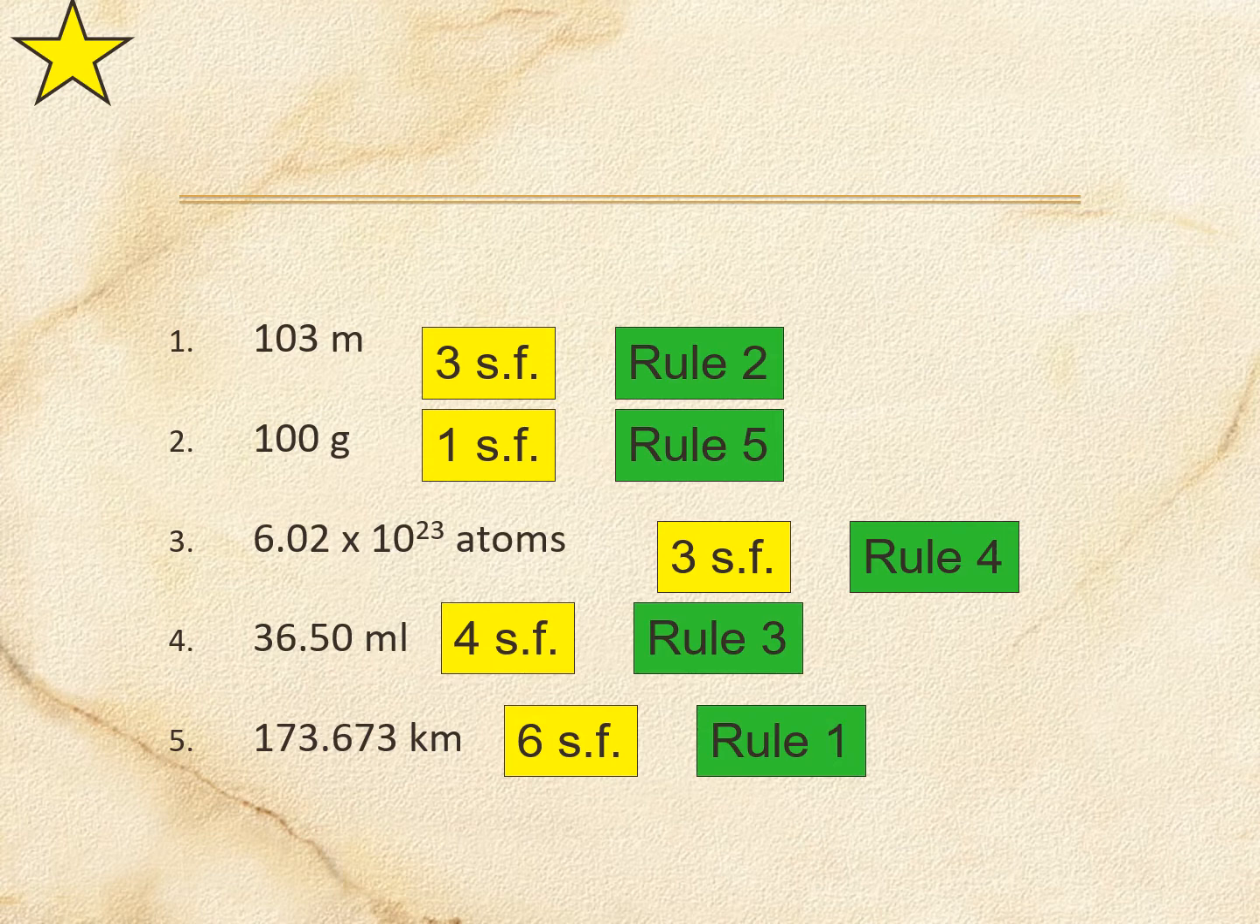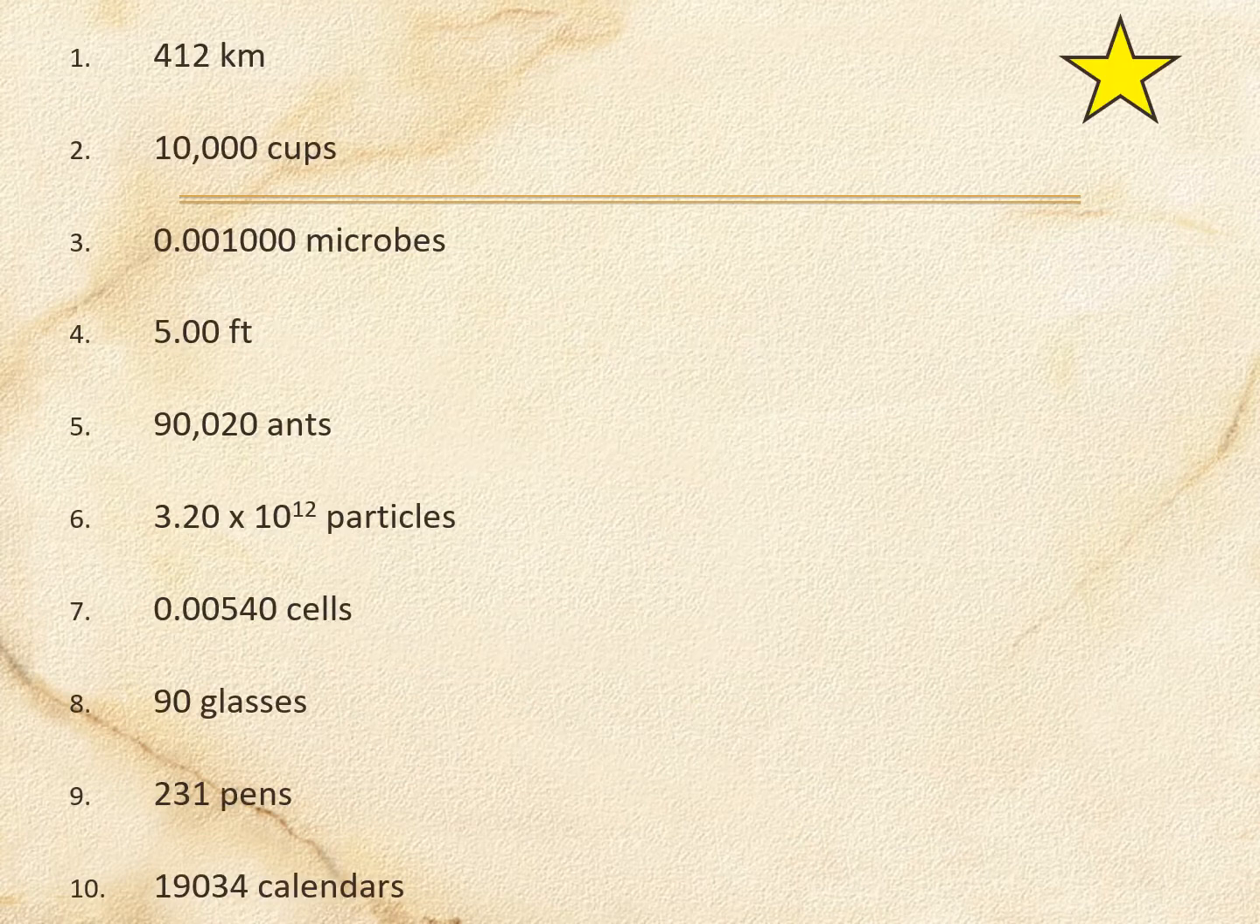Okay. So rule 1 has no zeros. Rule 2 has zeros in between numbers. Rule 3 has zeros after the decimal. Rule 4 is scientific notation. And then rule number 5 is placeholders.